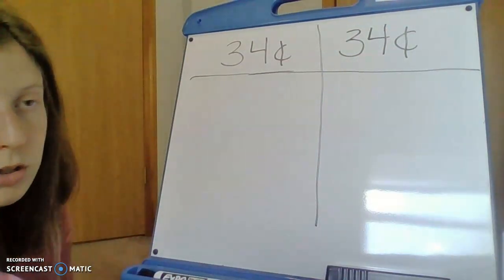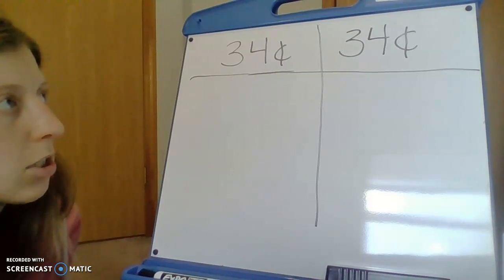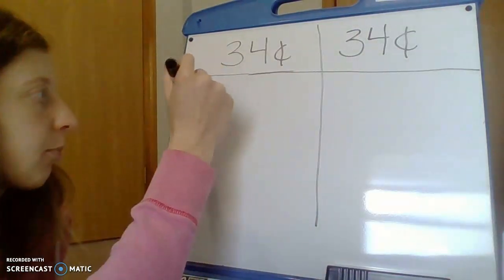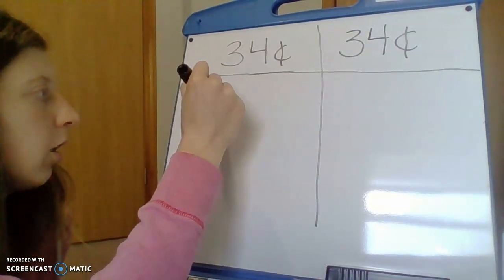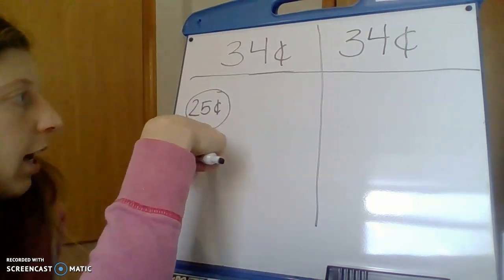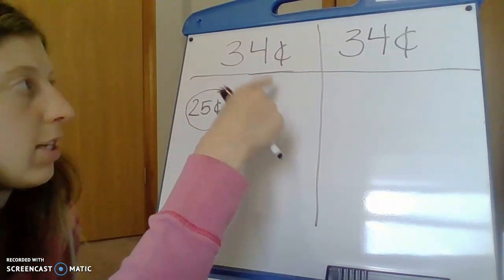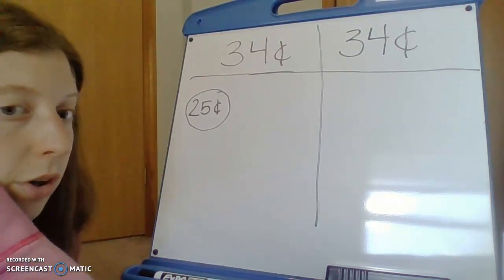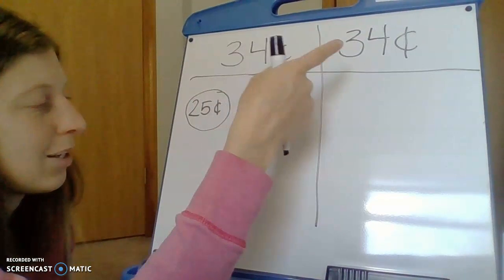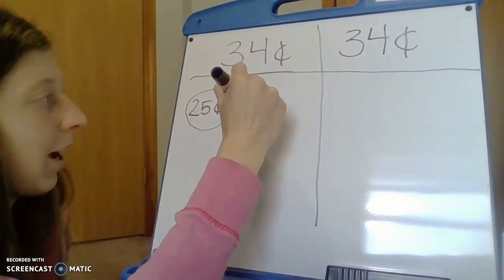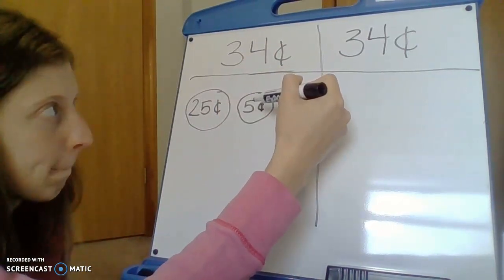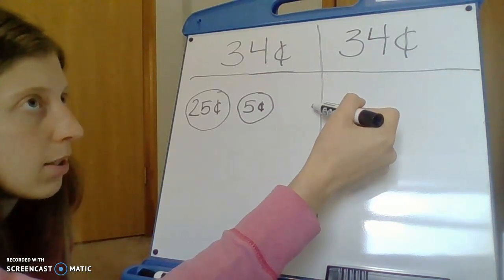34 cents. So 34 cents, I always like to start with my biggest coin first and then I work my way down. So I'm going to start with my 25 cents, my quarter. So 25, I can't add another 25, that would give me 50 and that's too much. So 25, what about a dime? 25 plus 10 more cents is going to give me 35. That's going to go over, so I can't do a dime. I have to do 25 plus 5 cents. 25 plus 5 is going to give me 30. And I can't add another one, so that's going to give me 35.